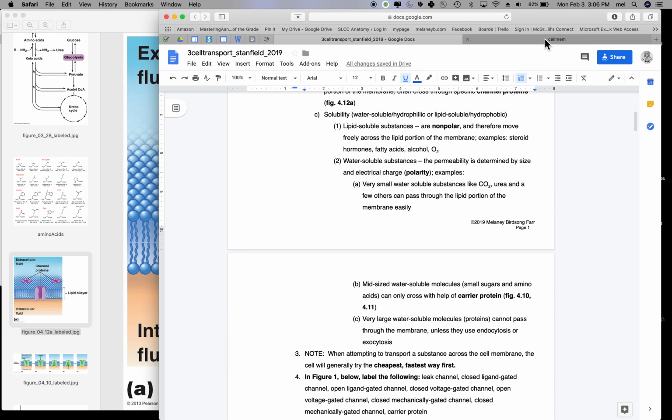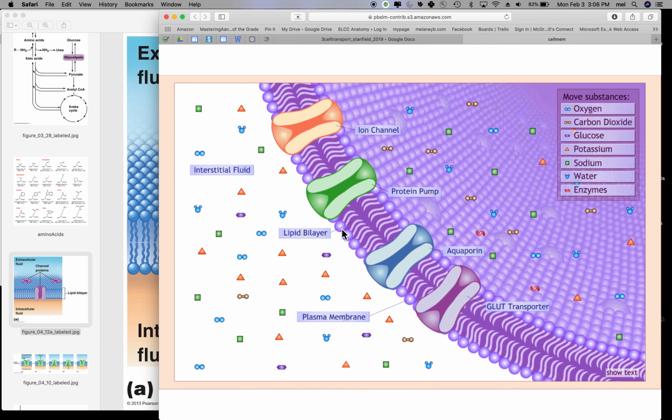Well, glucose, we will see over and over again, is too large, so it can't do straight diffusion because it's water soluble, not lipid soluble. It can't go through an ion channel because it's too large, so it has to do the third one. Okay, and then you don't have to move to the fourth one.